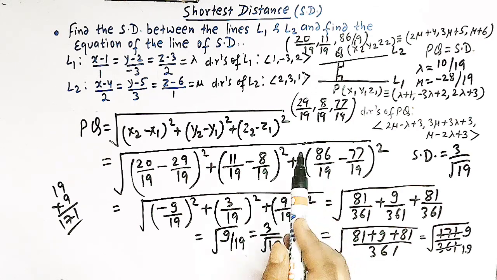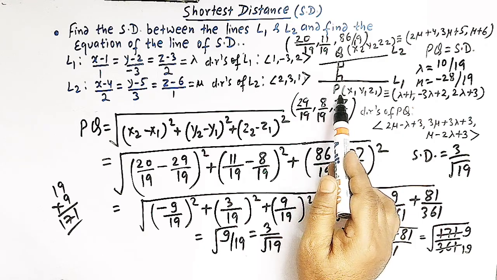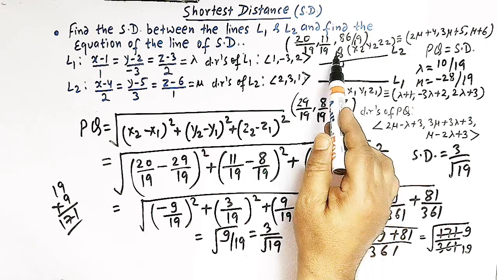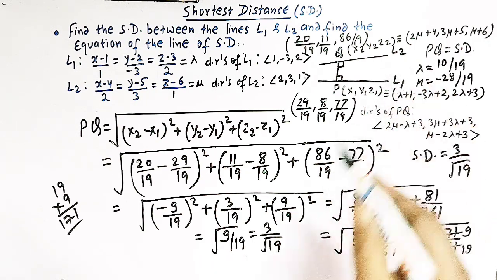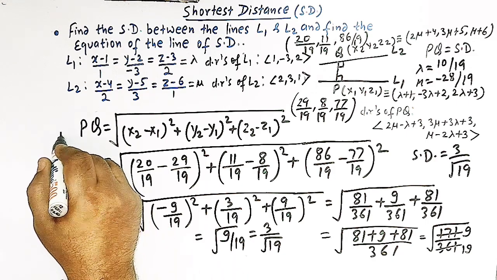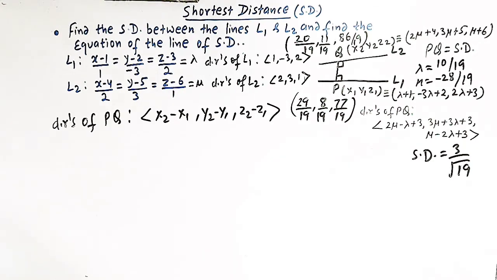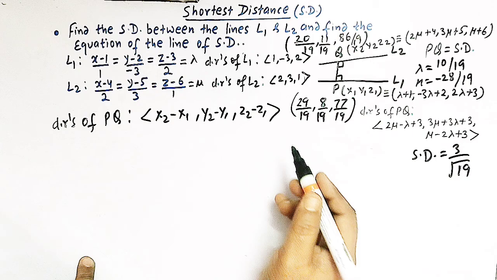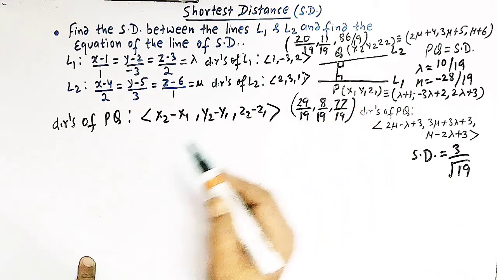So viewers, this is how by making use of the coordinates of point P and Q, we can easily find out the shortest distance between two non-coplanar lines by using this simple formula, that is the distance formula. So now the next step is to get the equation of the line of shortest distance.